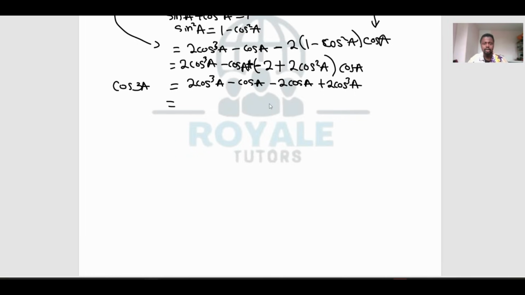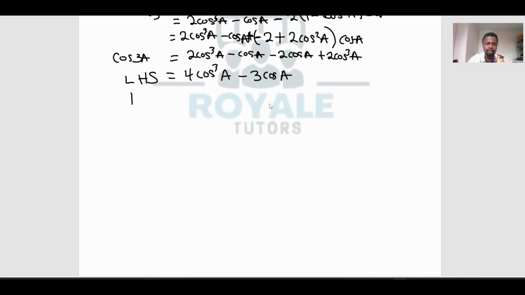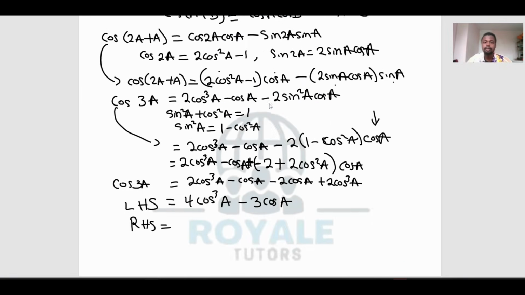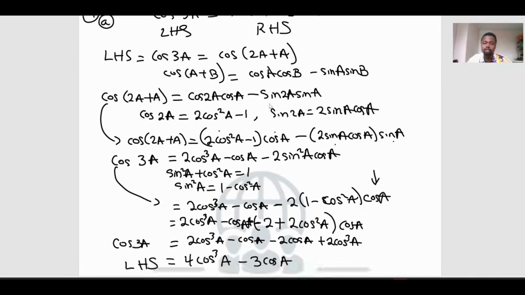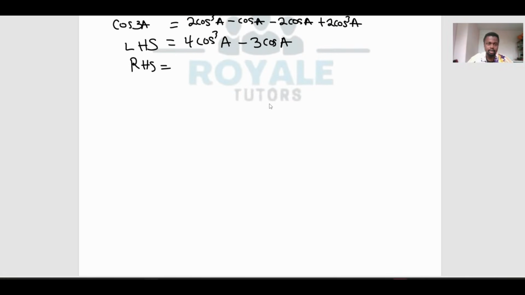Then I can add them together now. 2 cos cubed a plus 2 cos cubed a, that is 4 cos cubed a. Minus cos a minus 2 cos a, that's minus 3 cos a. This is what my left-hand side has given me. Then remember that right-hand side is the same: 4 cos cubed a minus 3 cos a. This implies that I've been able to show that my left-hand side is equal to my right-hand side. And that's it. I have shown the required.